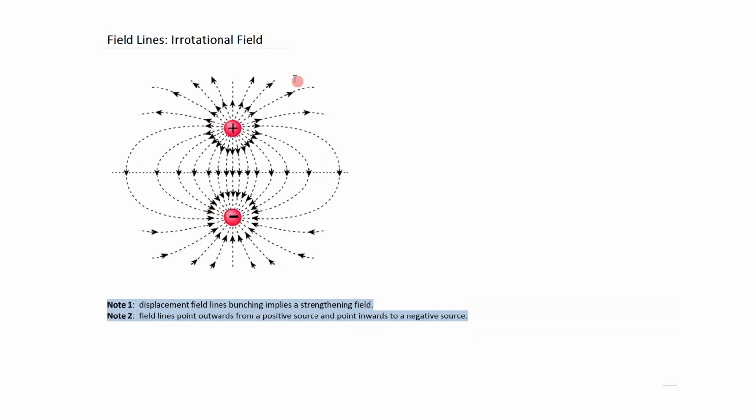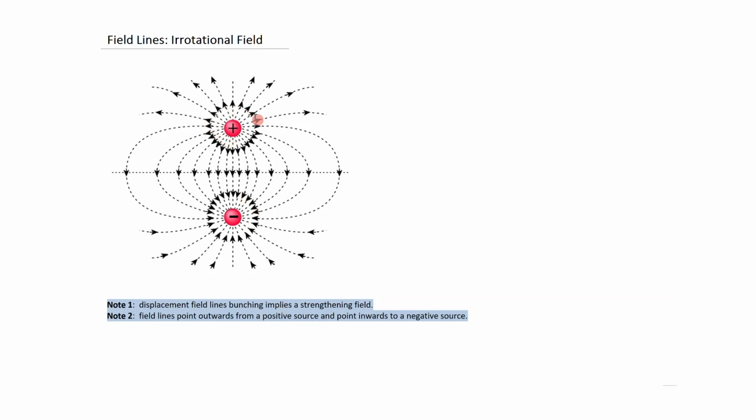So this is essentially a very rough sketch of what the field lines ought to look like of this nature. Notice here the line that's halfway between these two charges. This line basically is perpendicular at this point. So this is very generally what you can use to help you understand what the field lines would look like. Again, displacement field lines bunching implies a strengthening field.